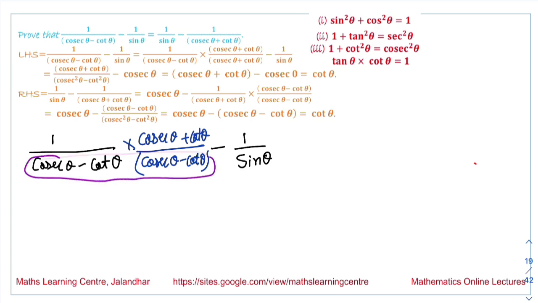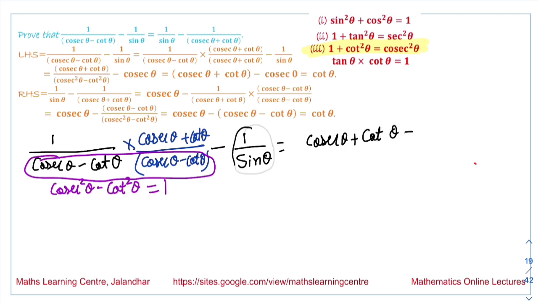This whole term, the denominator part I am talking about, will become cosecant square theta minus cot square theta, and this value is equal to 1 because of our third identity. So what we are left with is cosecant theta plus cot theta minus, what is 1 over sin theta? It is cosecant theta. So the answer we get is cot theta. Now this is the LHS part.